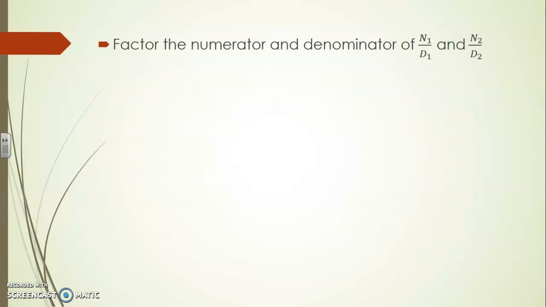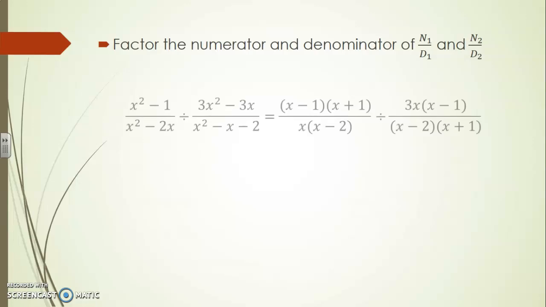Once again, we will factor the numerator and the denominator of each individual rational expression. From the first rational expression, we had a difference of squares occurring at the numerator and simple factoring where x was common at the denominator. In the dividing term, 3x squared minus 3x was factored, and the sum product method was used to break up the denominator.